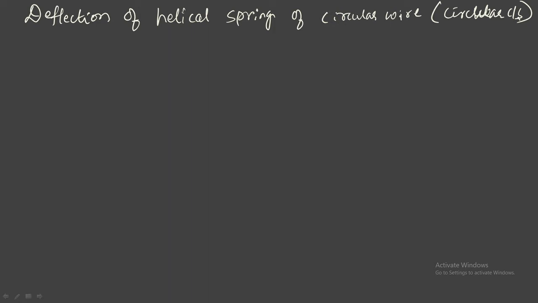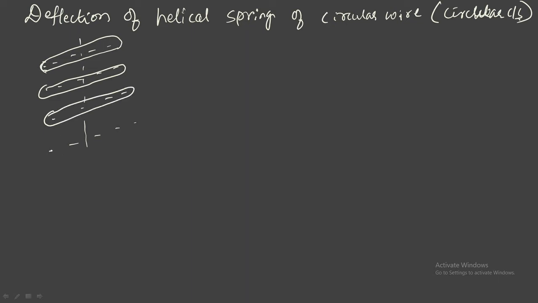So let us consider again a helical spring, which has n number of turns, a mean diameter D, and a wire diameter of small d. So now this is the mean diameter, and it has a wire diameter of small d.